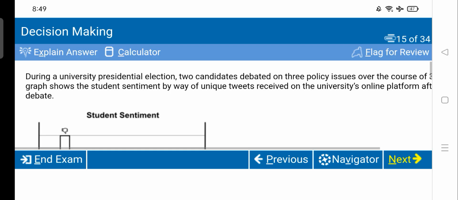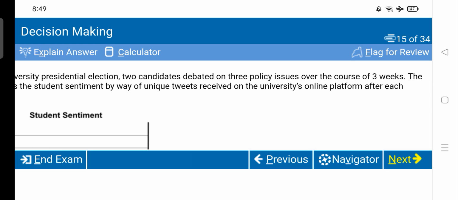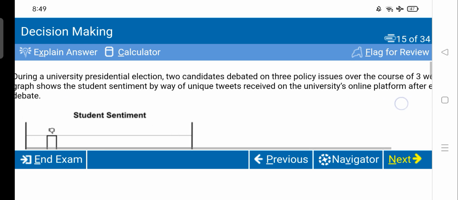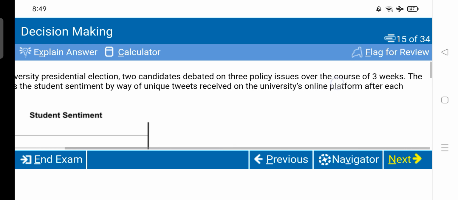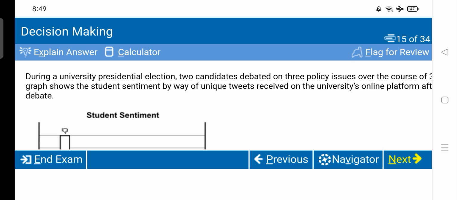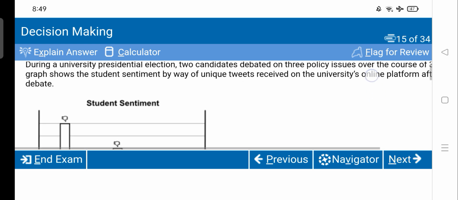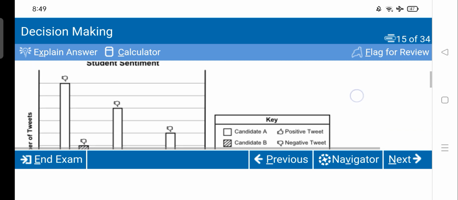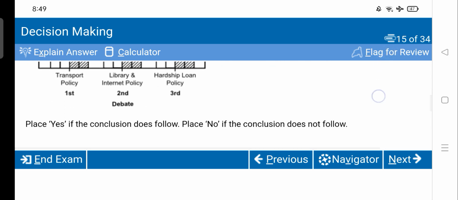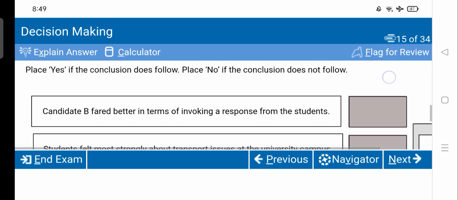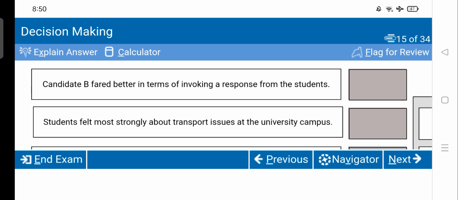Next question: during a university presidential election, two candidates debated three policy issues over the course of 3 weeks. The graph shows the student sentiment by way of unique tweets received on the university's online platform after each debate. So here you can see a graph, and then place yes if the conclusion does follow and place no if the conclusion does not follow.